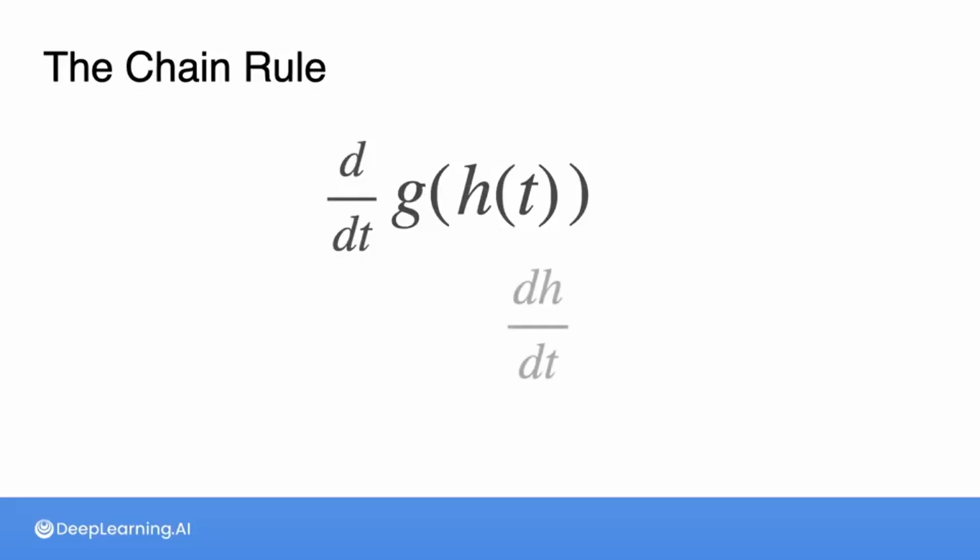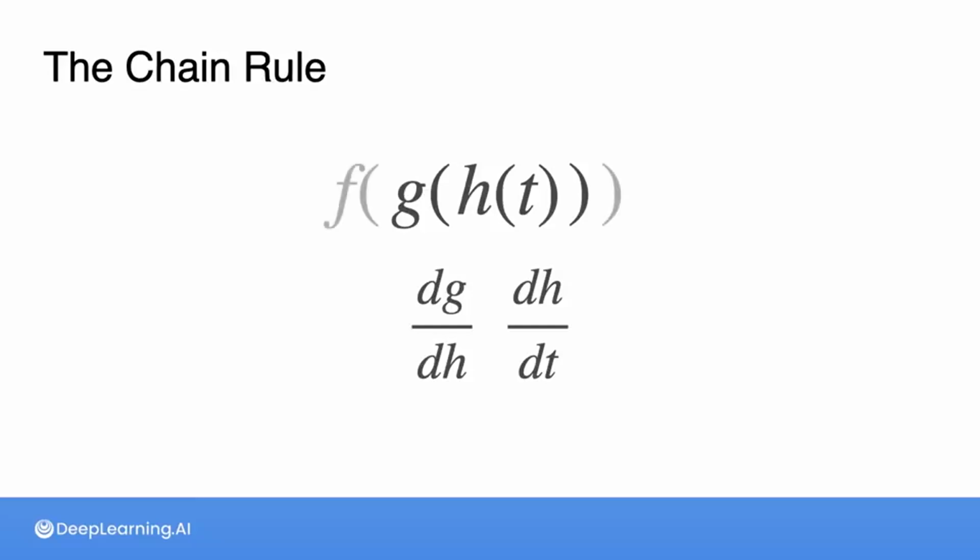So let's say you know dh over dt, the derivative of h with respect to t. And you also know the derivative of g with respect to h. So the derivative of the composition is simply the product of these two. Now, why is it called a chain rule? Because you continue composing functions.